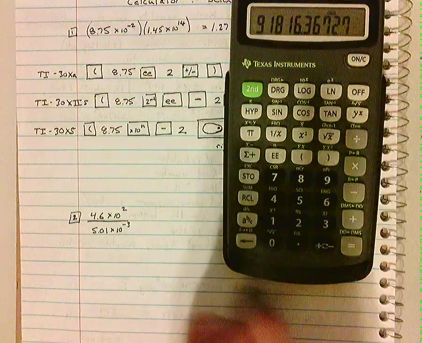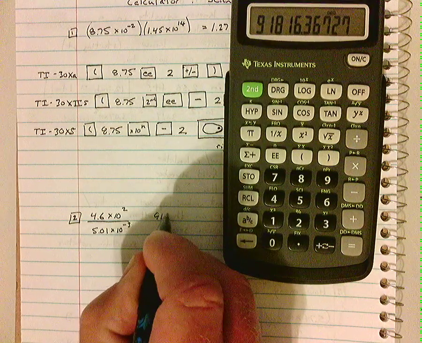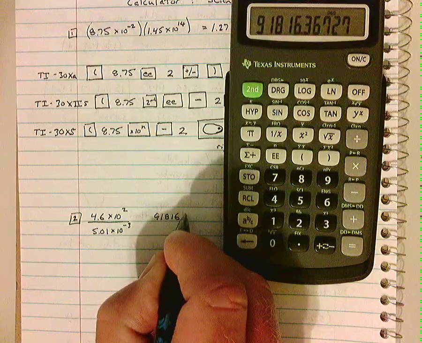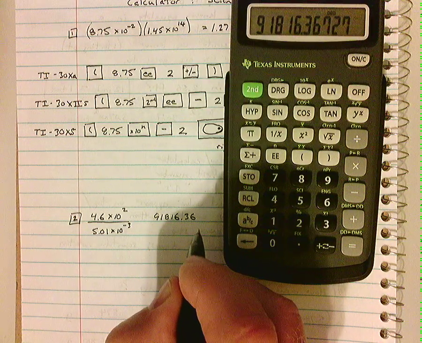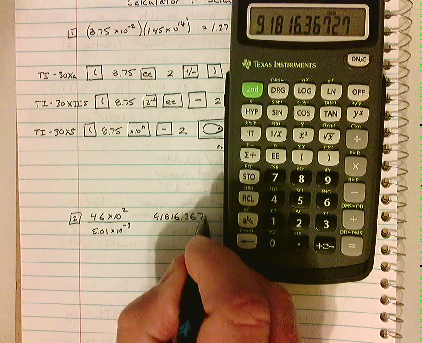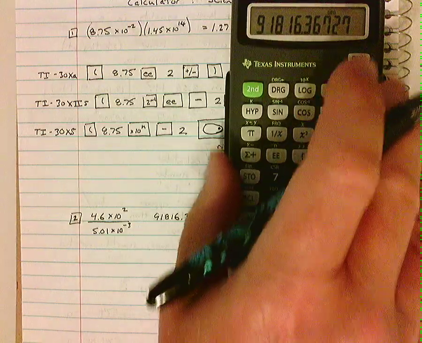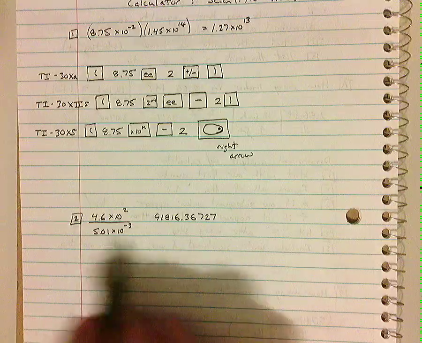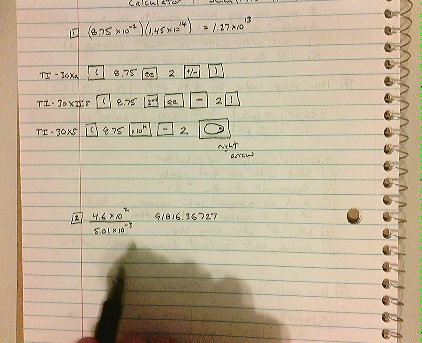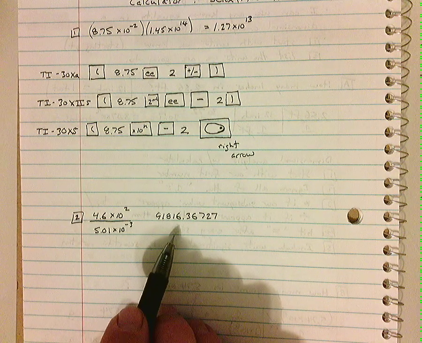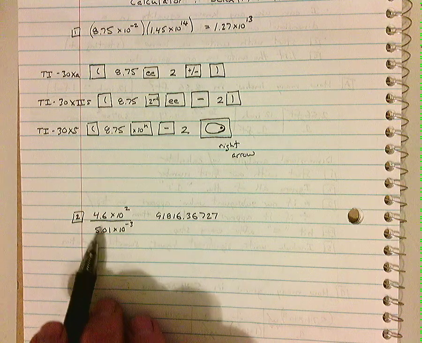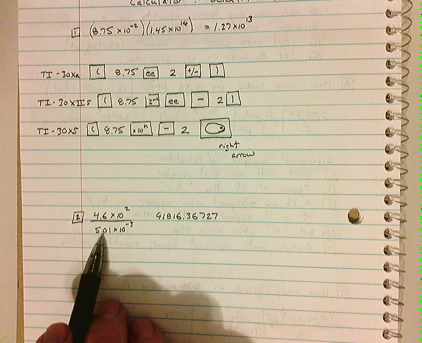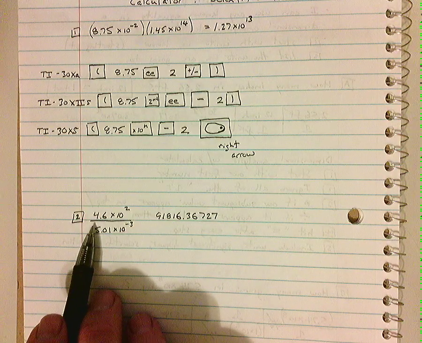I'm really going to write out the entire number on my paper, but for the purpose of showing scientific notation and significant figures, we will here. Now with scientific notation and significant figures, we have 2 significant figures in the top number and 3 in the bottom. So our answer can only have 2 significant figures.